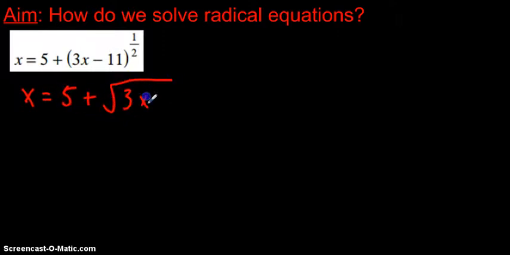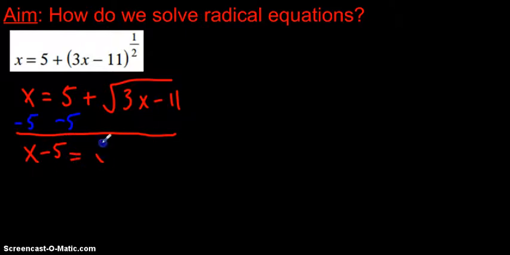of 3x minus 11. Alright, so first thing we want to do is to isolate the square root, and that will give us x minus 5 is equal to the square root of 3x minus 11.